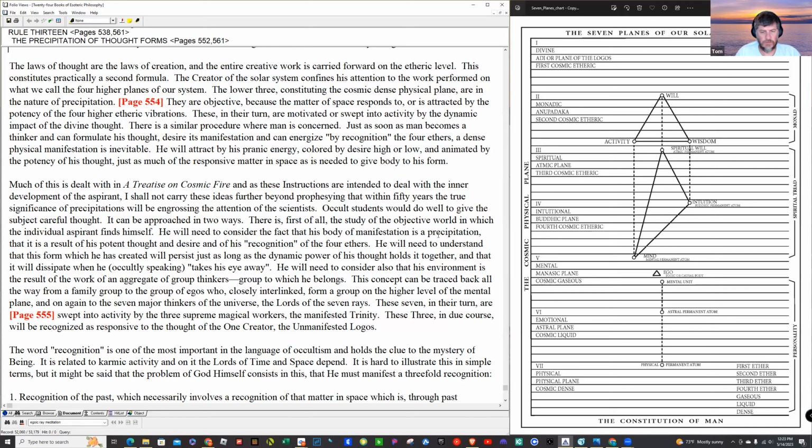He will need to consider also that his environment is the result of the work of an aggregate of group thinkers, a group to which he belongs. This concept can be traced back all the way from a family group to the group of egos who, closely interlinked, form a group on the higher level of the mental plane, and on again to the seven major thinkers of the universe, the lords of the seven rays. These seven, in their turn, are swept into activity by the three supreme magical workers, the manifested Trinity. These three, in due course, will be recognized as responsive to the thought of the one creator, the unmanifested Logos.